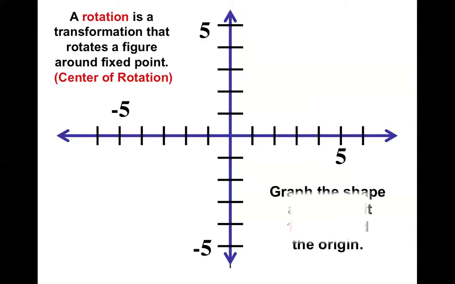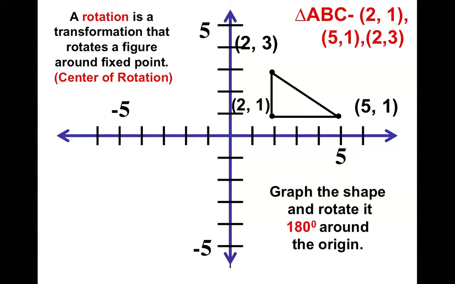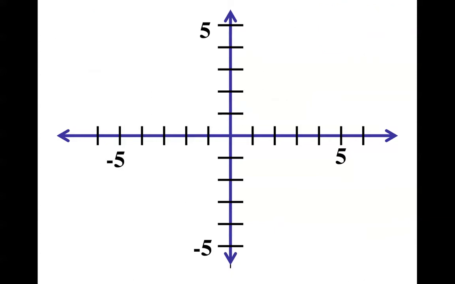I can also do that with a shape. Notice my triangle. I want to rotate it 180 degrees around the origin. So the fixed point is the origin. When I rotate it, here's what it looks like. And it rotates its way around. And then I get some new points.